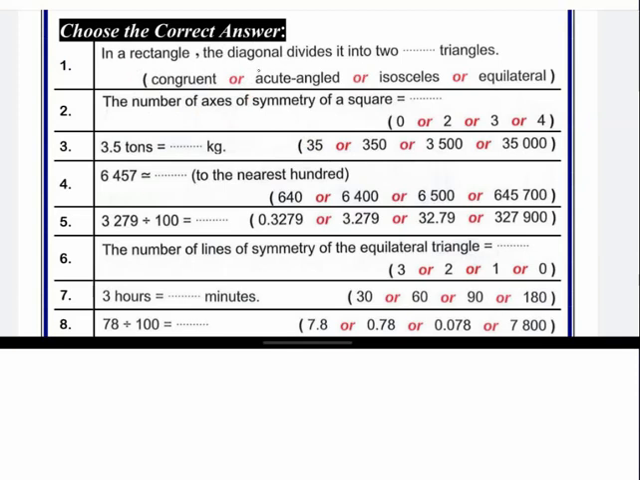In a rectangle, the diagonal divides it into two congruent triangles. Congruent means the same triangles, the same in everything. Number of axes of symmetry of a square: we have 4 equal sides, so we have 4 axes of symmetry. 3.5 tons equal how many kilograms?